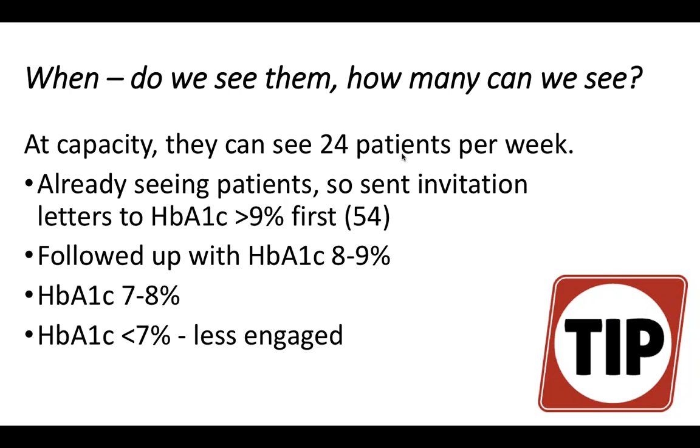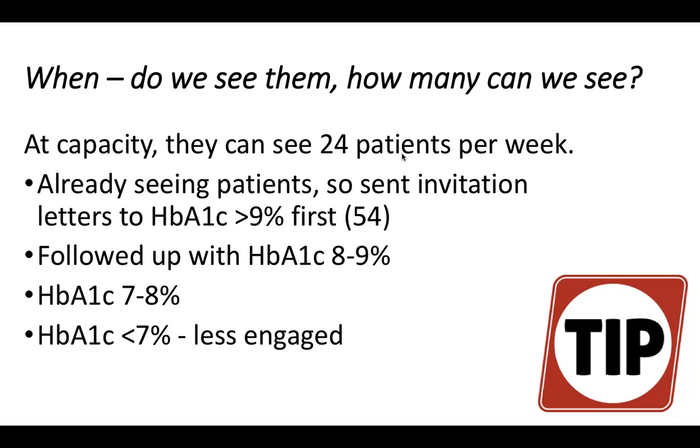After we sent out our 54 letters and got a reply from them, we followed up with the HbA1c of between 8 and 9%, then we followed up with the HbA1c of between 7 and 8, and then our HbA1c of less than 7%. Now, another tip here: we found that patients with a HbA1c of less than 7, if you had an HbA1c of 6.2%, which is pretty good, sometimes these patients were diet and exercise controlled. They were newly diagnosed diabetics, or they had been really well maintained.